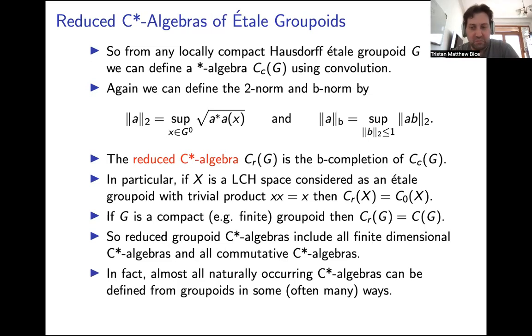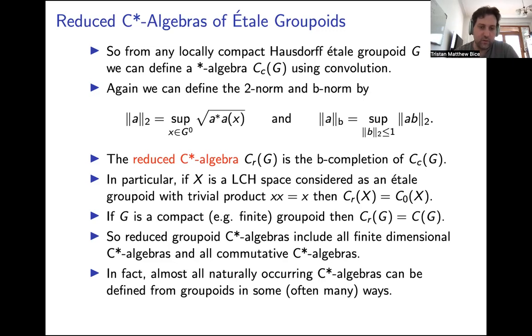And a general fact, which is maybe a little bold to say, is that pretty much all natural C-star algebras, natural in some sense, can be defined from groupoids in some way. And often there are many ways. There's no result saying that the Étale groupoid associated to some C-star algebra is unique.